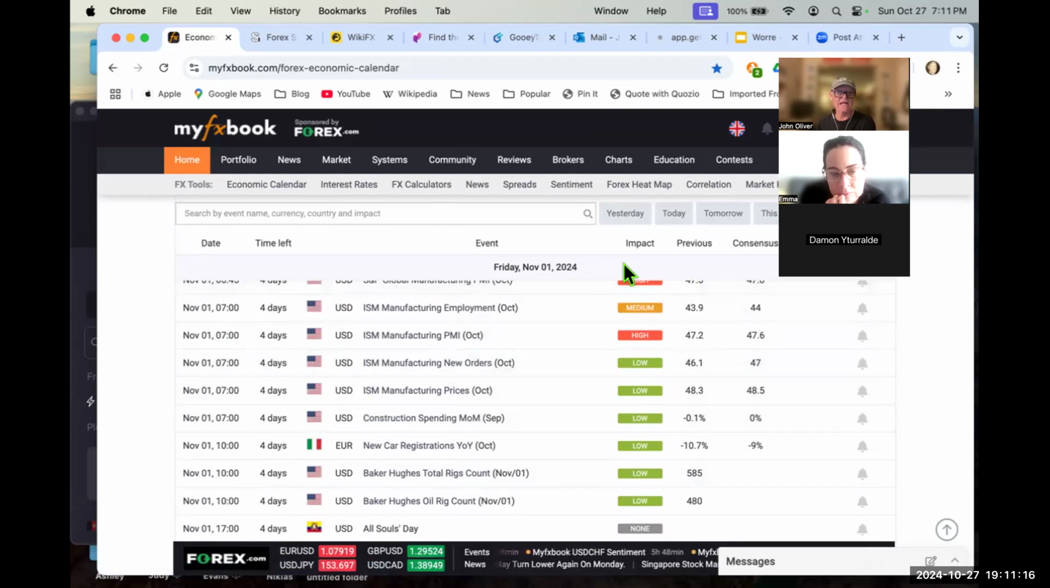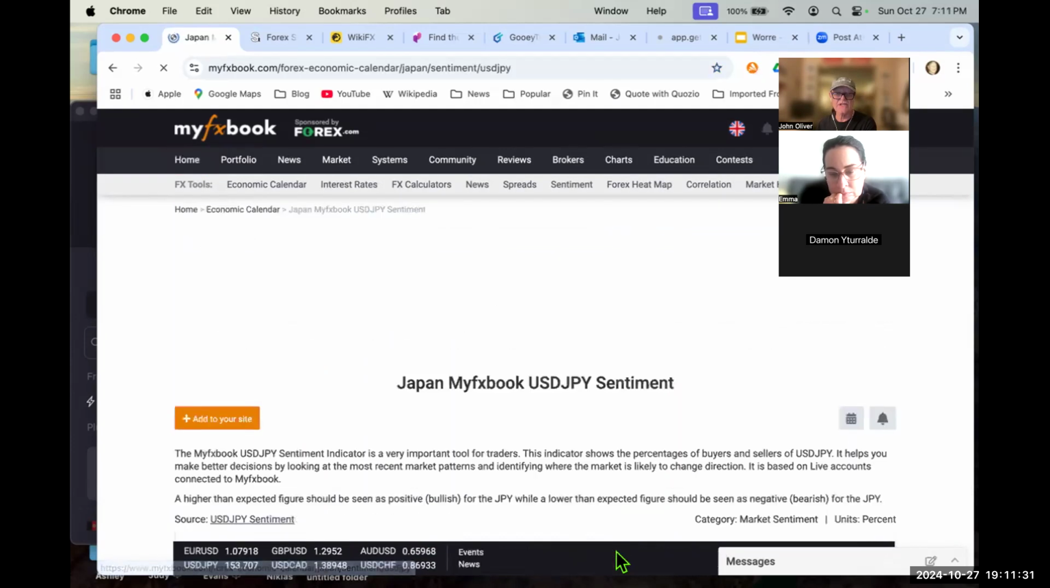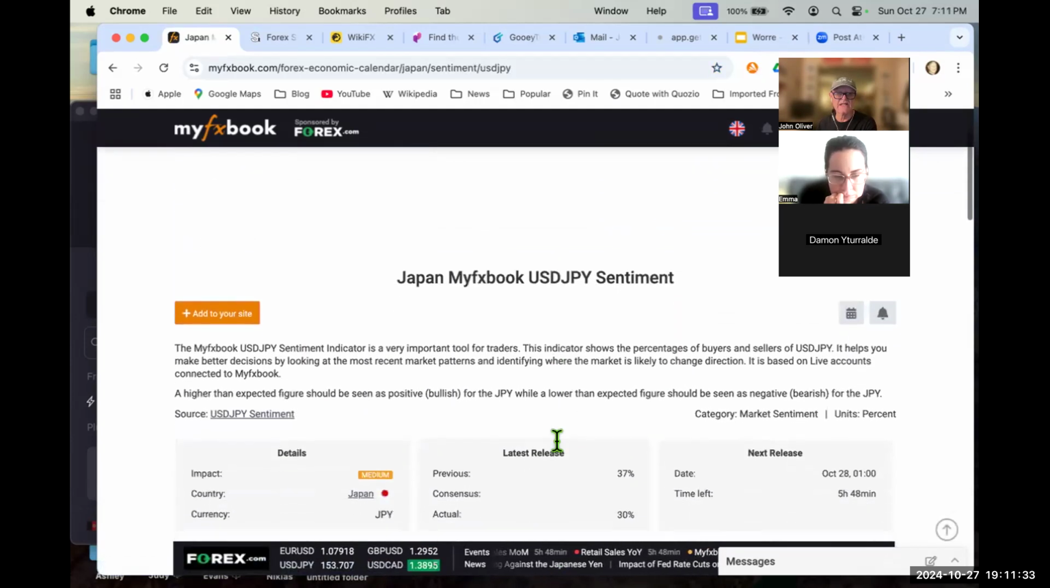So anyway, I always like looking at my FX book the week before just so that I know which are the big ones coming up for the following week. So look at that, my FX book USD JPY sentiment. What's that say? It's going to be released at 1 o'clock in the morning, my time. Okay.